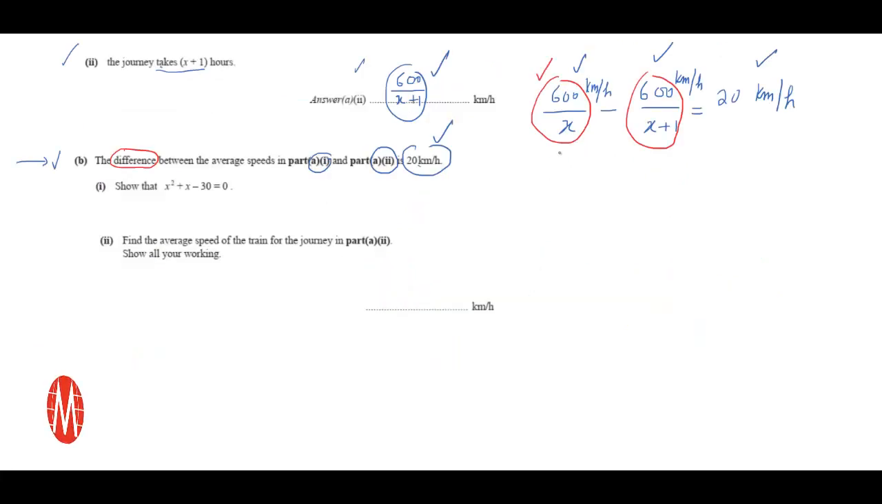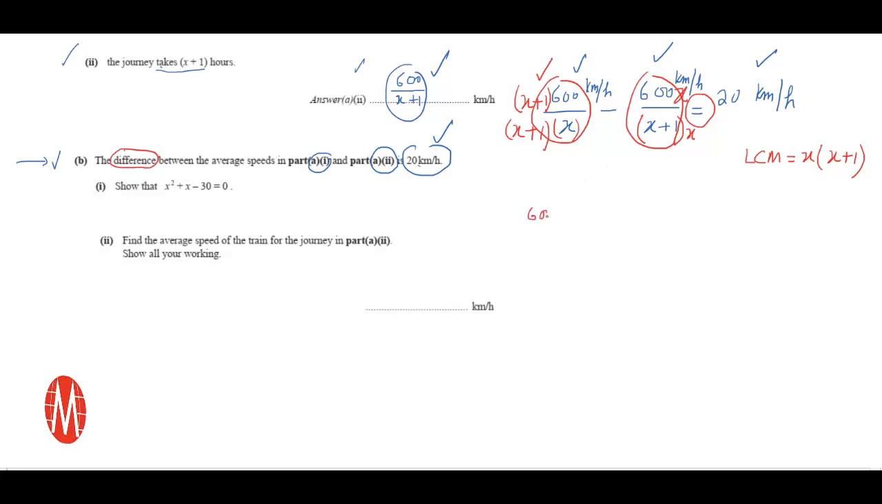Now you can observe here that both fractions have different denominators. Because we have two fractions on the left hand side of the equal sign, we must have a single fraction on the left hand side. To make these two fractions into a single fraction, the denominators must be the same. The denominators are not the same, so we have to find the LCM. Here the LCM is x times x plus 1. To make the denominator the same, I have to multiply the first one with x plus 1 on top and bottom, and for the second I have to multiply by x on top and bottom as well.